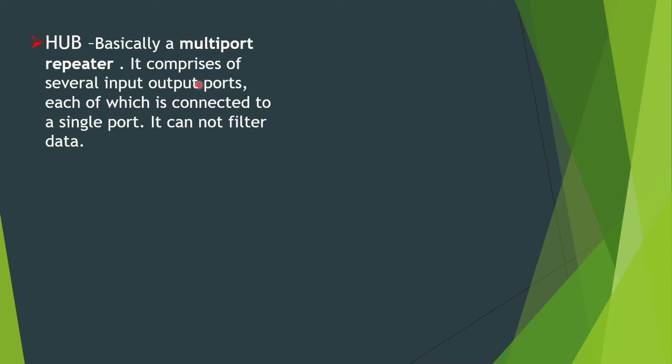The hub comprises several input-output ports. That is, it is a networking device, each of which is connected to a single port. It cannot filter data. The hubs cannot filter data, so data packets are sent to all connected devices. That is, whenever we send any data packet, the hub cannot determine to which port it is to be sent. So it sends the data to all the devices connected to it.